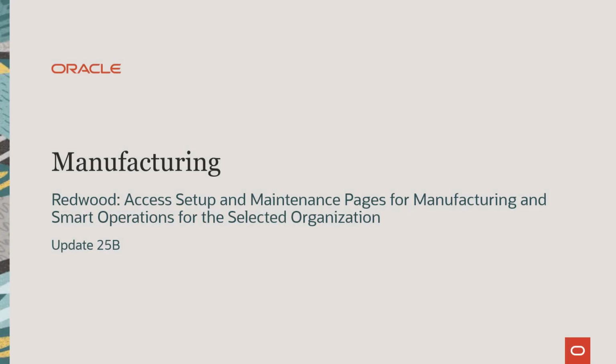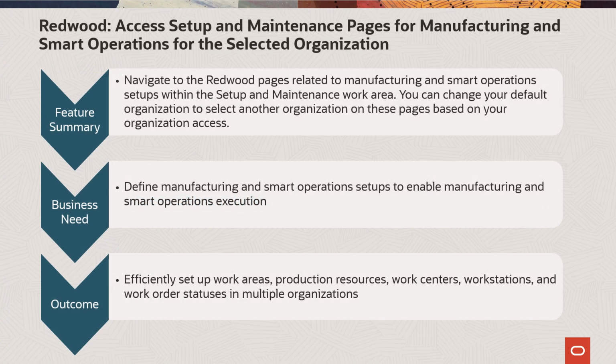Welcome to the demo of the 25B feature, Redwood Access Setup and Maintenance Pages for Manufacturing and Smart Operations, for the selected organization, in Oracle Fusion Cloud Manufacturing. This feature enables the Redwood pages related to manufacturing and smart operations setups, within the Setup and Maintenance work area, of Manufacturing and Supply Chain Materials Management offering. You can change the default organization to select another organization on these setup pages, based on your organization access.